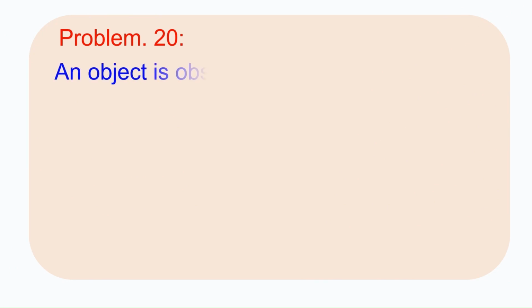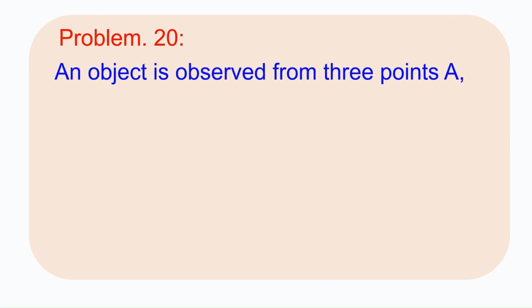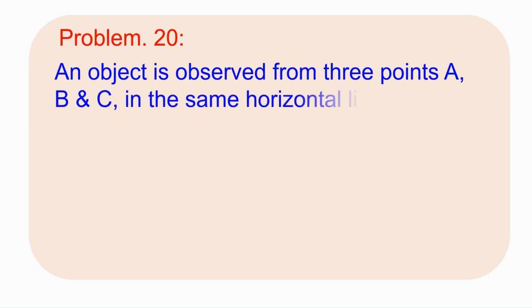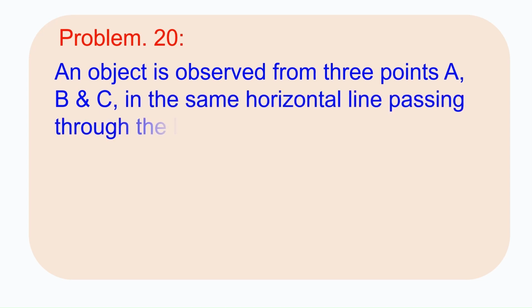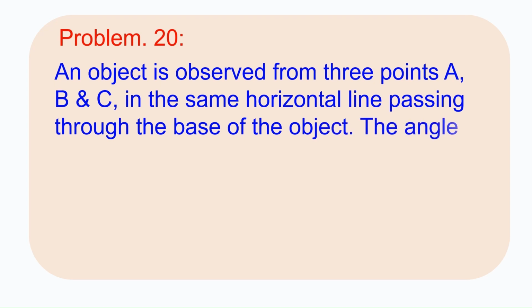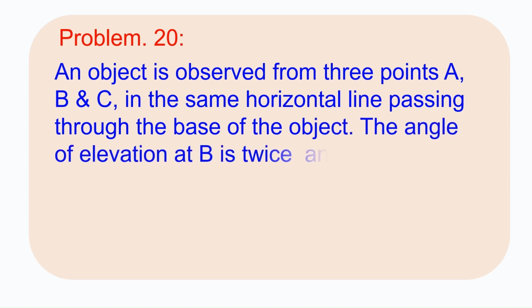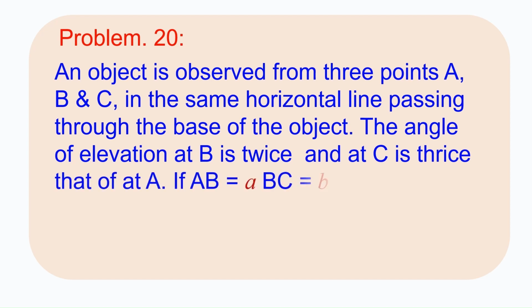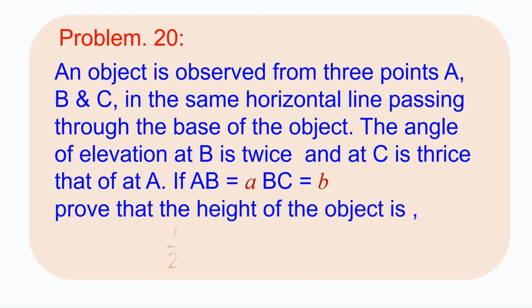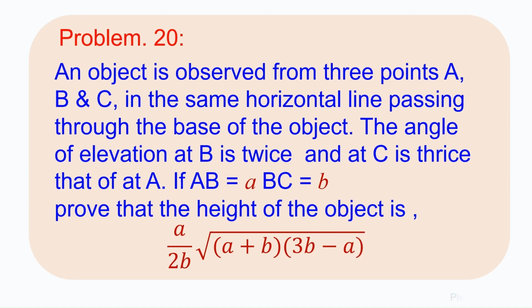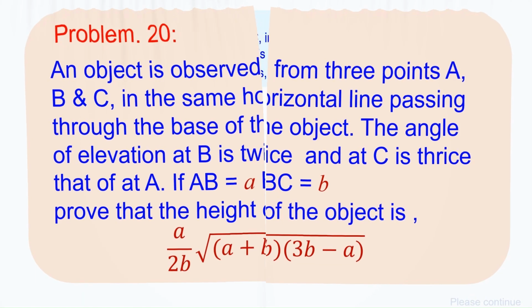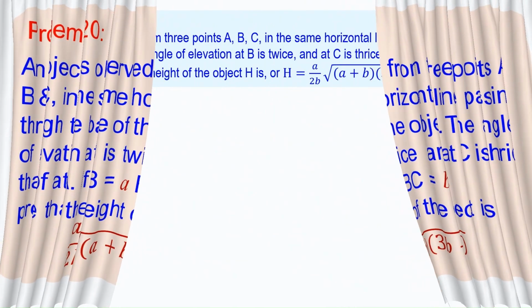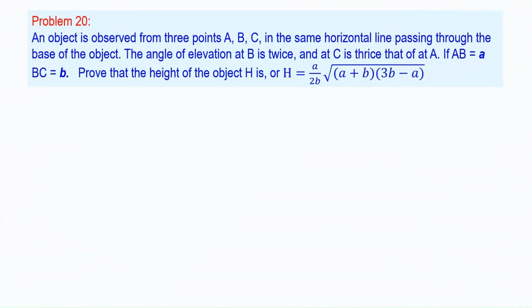Problem number 20. An object is observed from 3 points A, B and C in the same horizontal line passing through the base of the object. The angle of elevation at B is twice and at C is thrice that of at A. If AB equals a, BC equals b, prove that the height of the object is a divided by 2b multiplied by under root of (a plus b) and (3b minus a). Imagine the scenario on the ground, and then convert this picture into simple geometry.